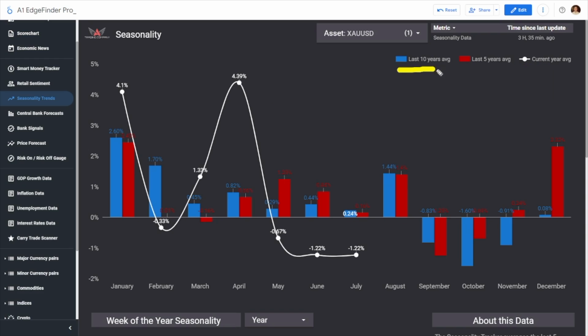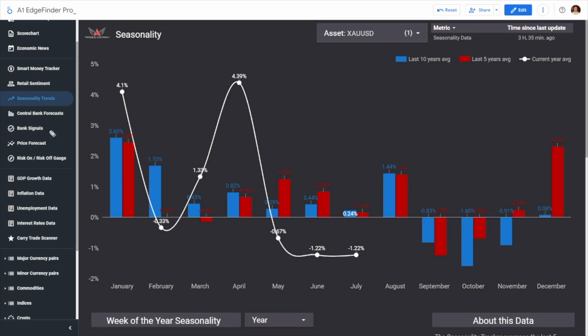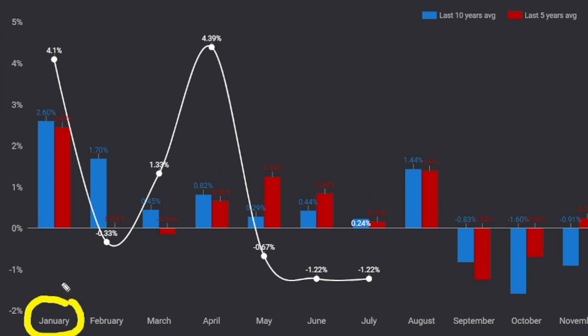So now we should take a look at the blue and the red columns. The blue and the red columns represent the last 10 and 5-year averages of the average performance of a particular selected asset during that month of the year. So we would call this chart month of the year seasonality or seasonal trends. Now, if we read this really quick, January shows us that in the last 10 years, the gold market has averaged 2.6% gains during the month of January. That's January for every year in the last 10 years, on average comes out to 2.6.